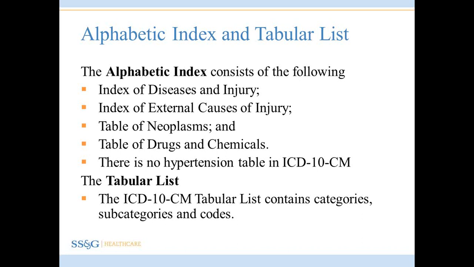The alphabetic index consists of the following. Same pretty much as ICD-9: the index of disease and injury, the index of external causes, the table of neoplasms, table of drugs and chemicals. There is no hypertension table in the ICD-10 book, as they are now incorporated into the codes themselves. The tabular list contains categories, subcategories, and codes, just as it does in ICD-9.